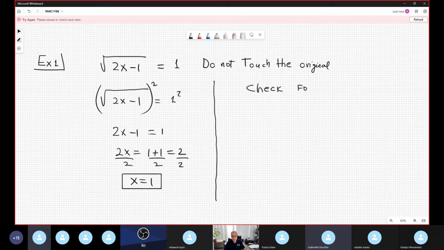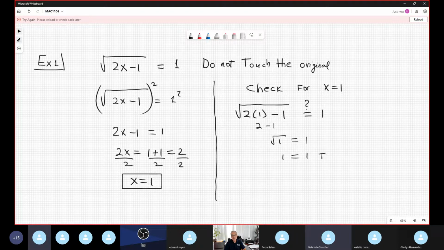For x equal 1, I'm plugging in 1 and the original is waiting for this moment. Square root of 2 times 1 minus 1 should be 1. I put a question mark because I claim this statement, but I'm not sure. It's not always true. Sometimes it fails. In this case, it's true, because 2 times 1 is 2, and 2 minus 1 is 1. You say radical 1 equals radical 1, of course, true. That means the solution is good, and the solution set for this equation is just 1. End of story.